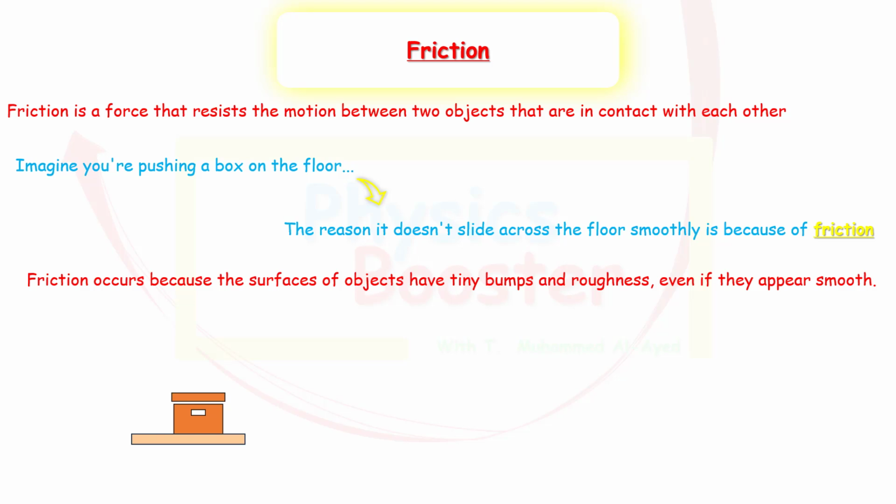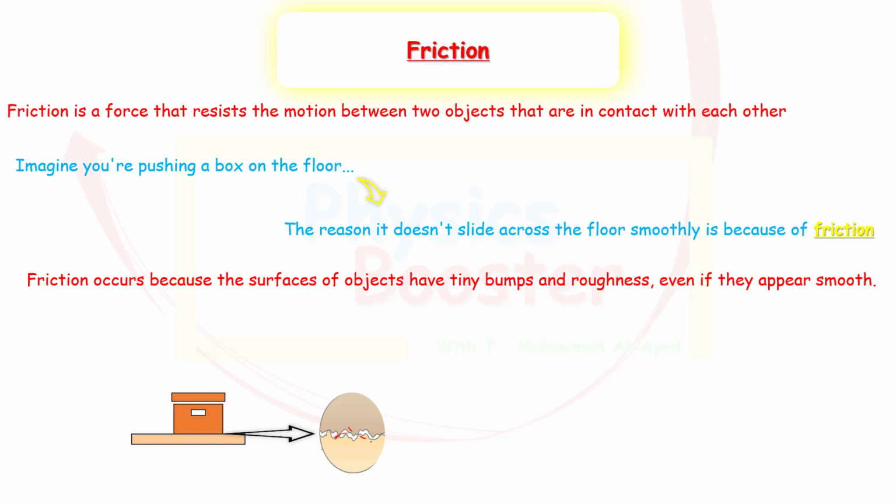So let's look at this box right here. It's in contact with a surface. If we look through a microscope or through a very strong lens, we can see that these two surfaces have these very small tiny bumps, as you can see, between them. Now these are what cause friction.